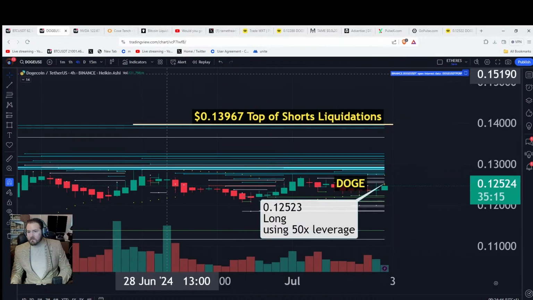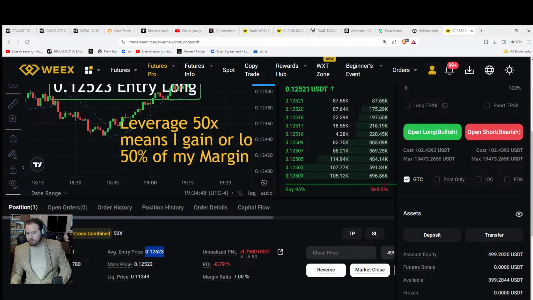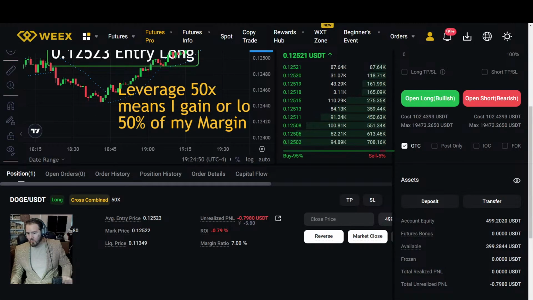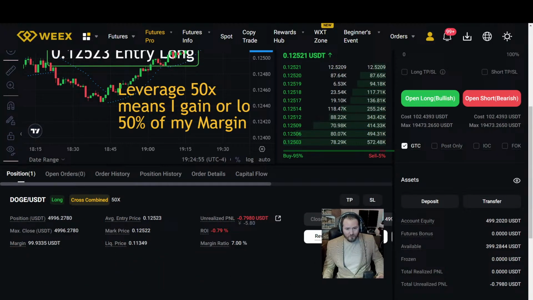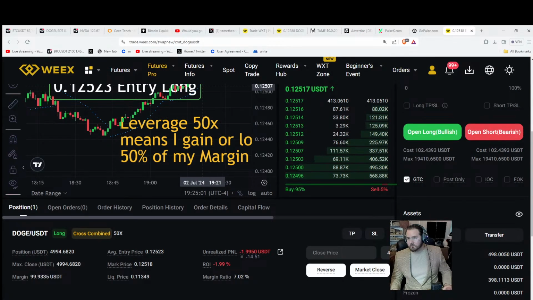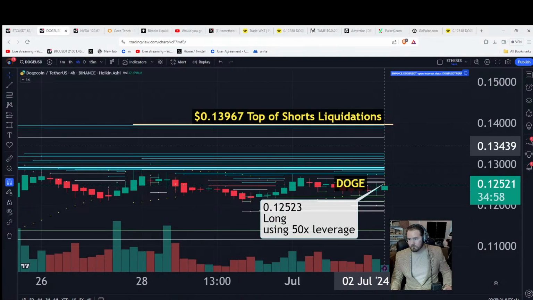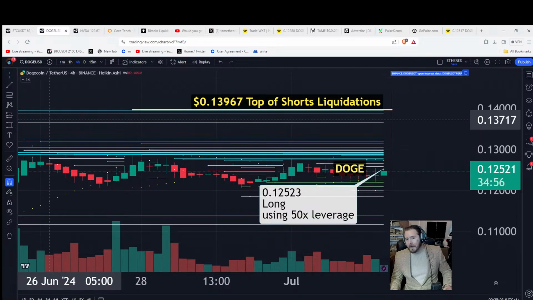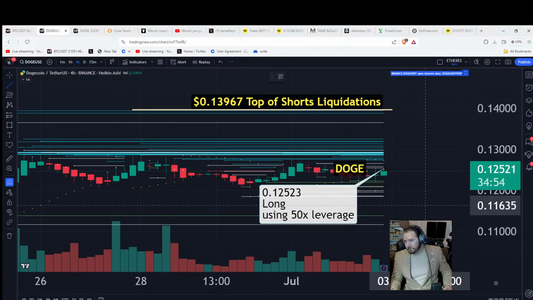Let's go back to WEEX, see if my order filled all the way yet. Okay. My order filled all the way. Good news. My liquidation price is going to be 11,349. Let's add that to the chart.